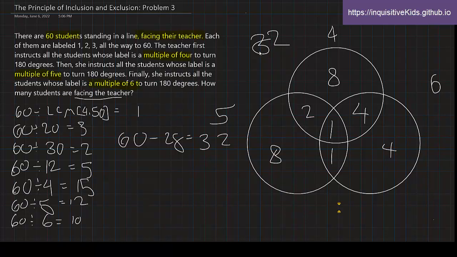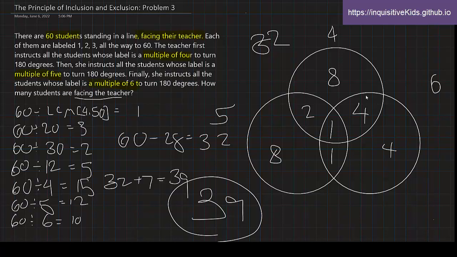So now what are we looking for? We're looking for how many people are facing the teacher. Well, there are two types of people that might be facing the teacher. One is the people that never move, which is this 32 right here. Also plus the number of students that moved twice, which is 2, 1, and 4. That's 7. And 32 plus 7 is 39. So our final answer is 39.